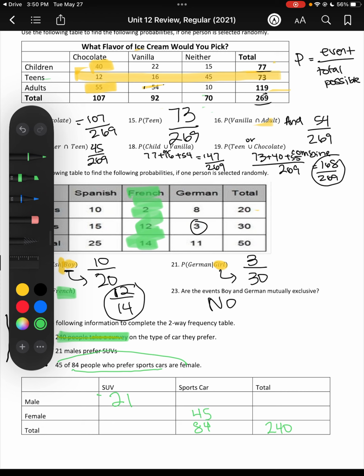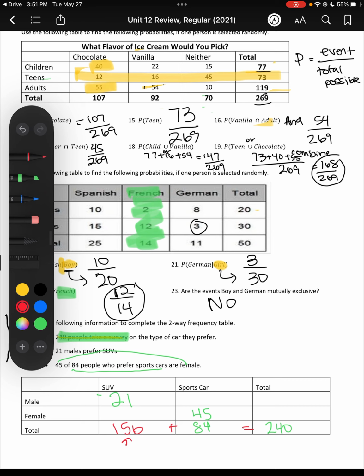So everything that I have in green here on my paper is information that I pulled from the statement given to me. The rest of this I'm going to do in red, and this is stuff that we had to figure out using addition or subtraction. So I can figure out this box right here because the grand total people surveyed is 240. 84 of them like sports cars. So if I minus those 2 numbers, that tells me 156 people surveyed prefer SUVs. And again, if I go back the other way and add these 2 together, that should give me 240.